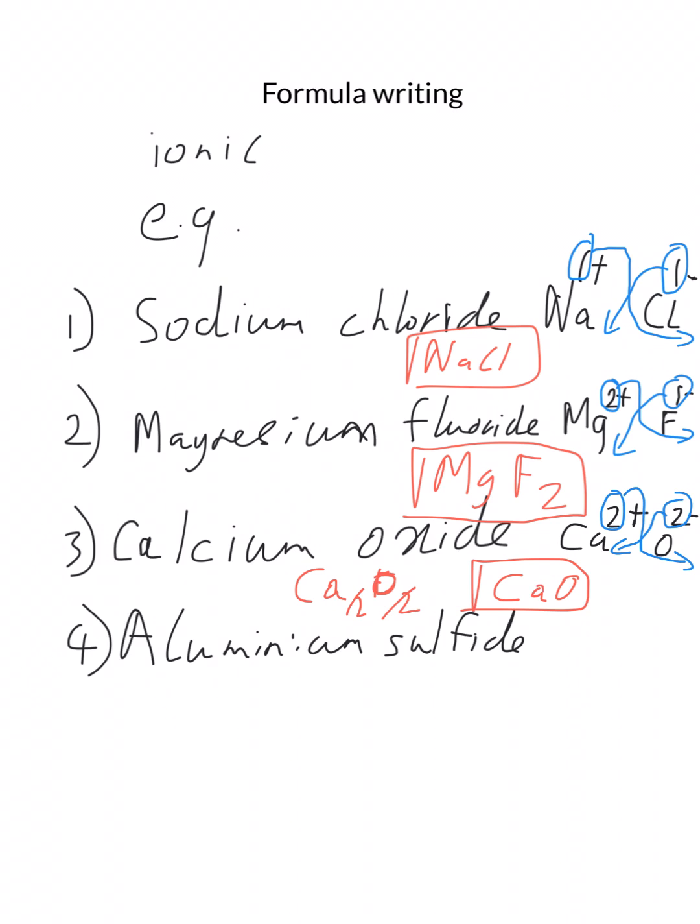But again, if you do it intuitively, you'll notice that calcium's 2+, oxygen's 2-. If you have one of each, they balance each other's charge out. And finally, we leave the best for last. Aluminium sulfide. Sulfide means it's sulfur. So what we've got here is aluminium is 3+, sulfide is 2-. We've got to swap them over.